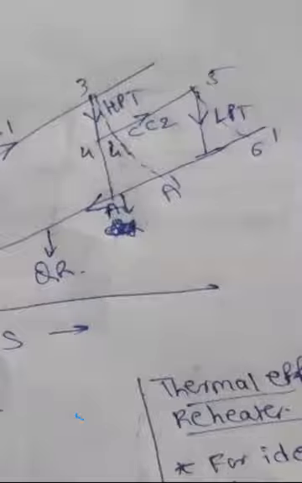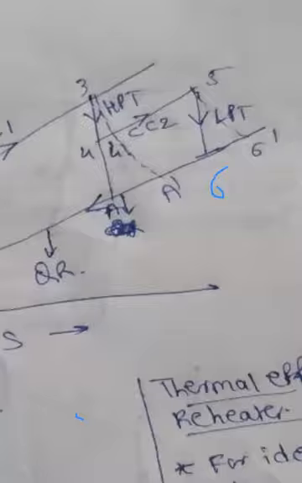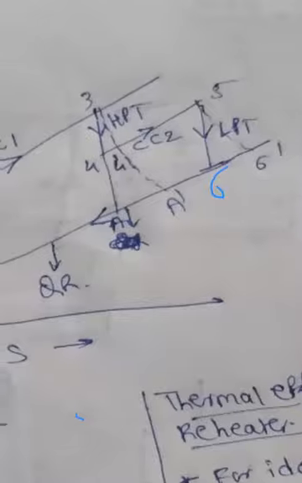Now I'll mention this is point 6. You can see this point 6 here, 5 to 6. That is an expansion taking place, and 5 to 6 dash is the actual. Now just note down this: T3 is equal to T5, and next, T4 is equal to T6.